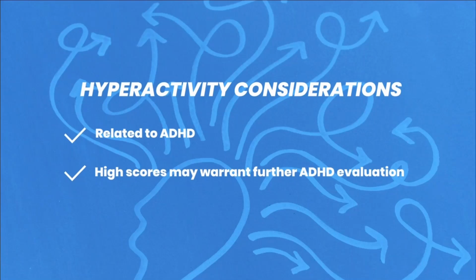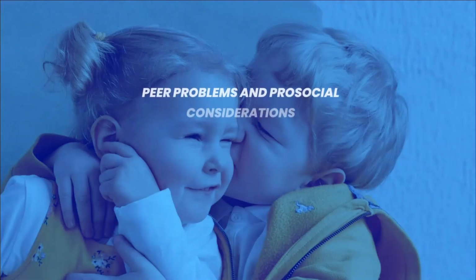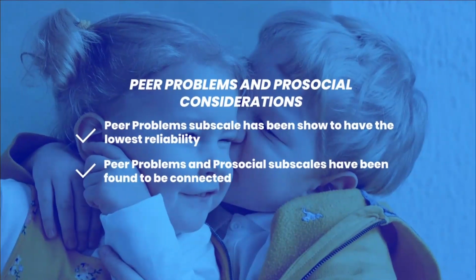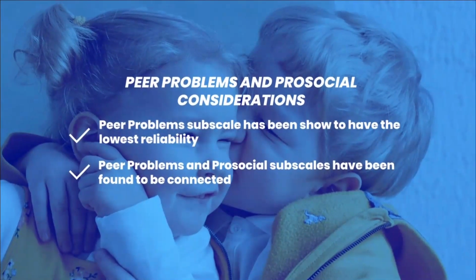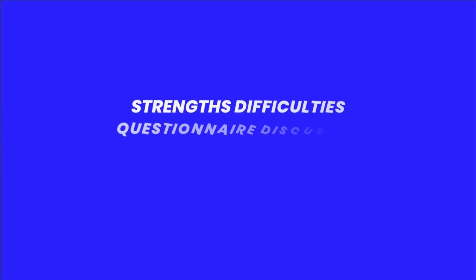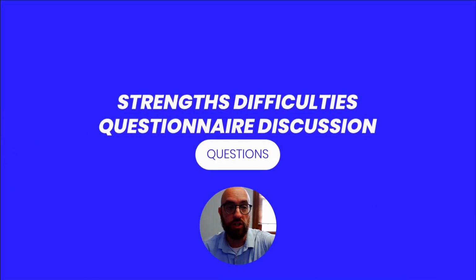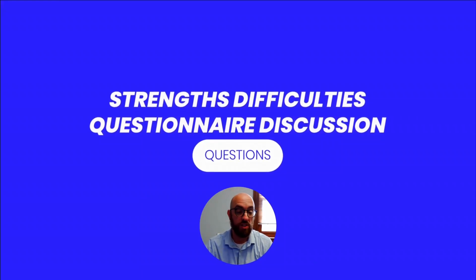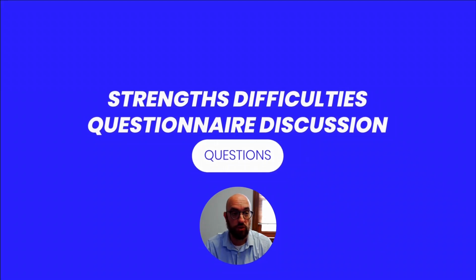And then our next one would be the peer problems and prosocial considerations. For peer problems, the subscale has been shown to have probably the lowest reliability. And research has shown that the peer problems and prosocial subscales are connected somehow. In discussing this with families, think through some questions that you might ask of a family. I don't have them listed here, but you could always write these down if they might be helpful in discussing the results with the family.